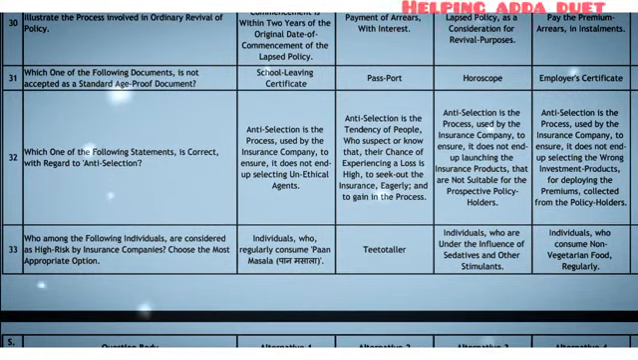Question number 32. Which one of the following statements is correct with regards to anti-selection? So the answer is anti-selection is the tendency of people who suspect or know that their chance of experiencing a loss is high to seek out insurance eagerly and to gain in the process. So the answer is option number 2.